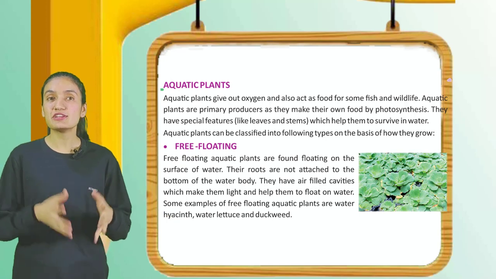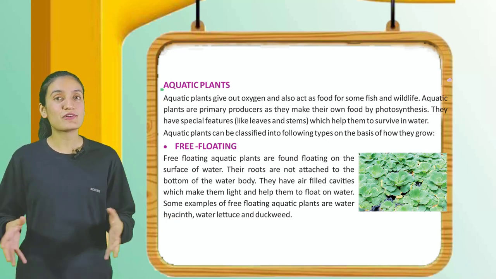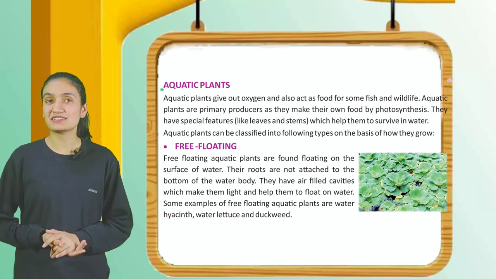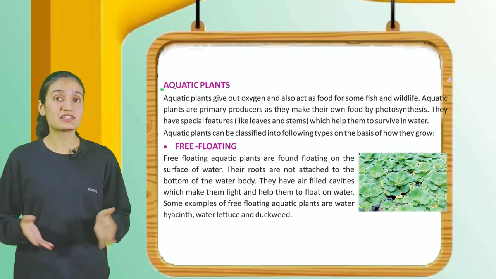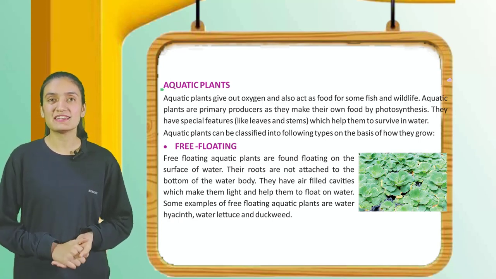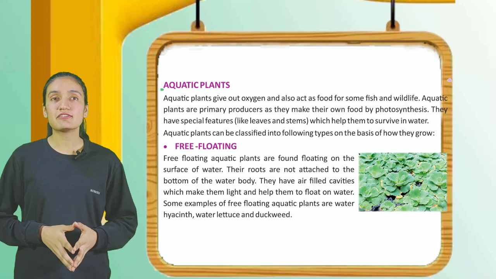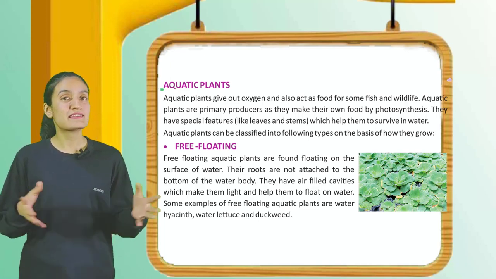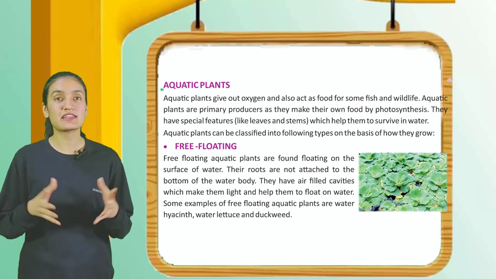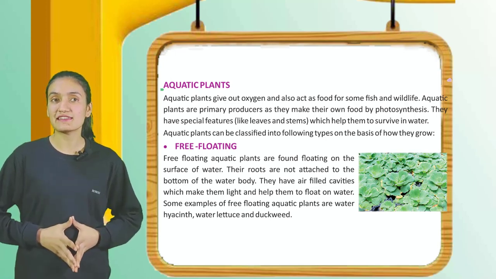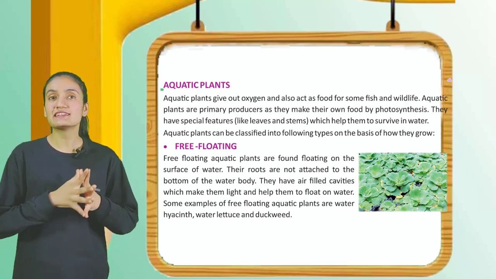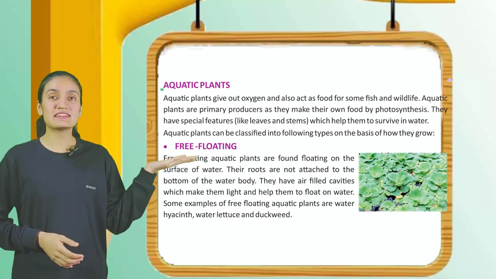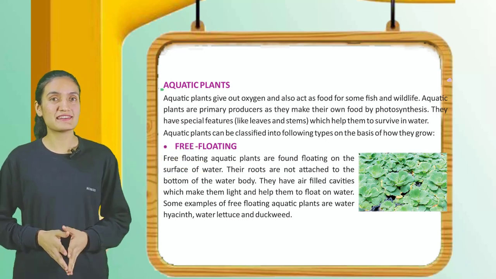Free floating. Free floating aquatic plants are found floating on the surface of water. Their roots are not attached to the bottom of the water body. They have air-filled cavities which make them light and help them to float on water. Some examples of free-floating aquatic plants are water hyacinth, water lettuce and duckweed. You can see in this picture free-floating plants.